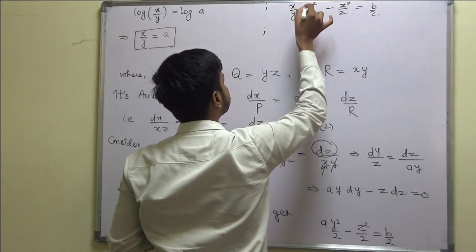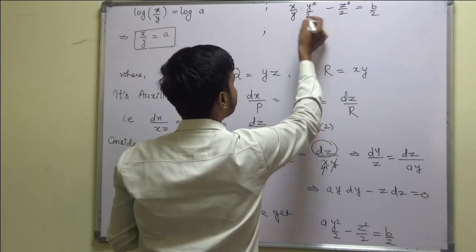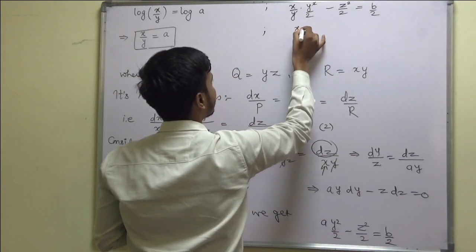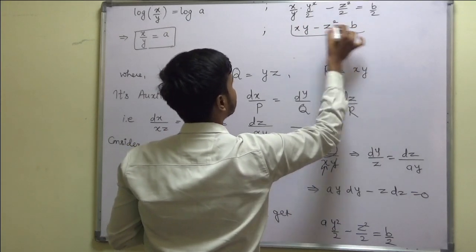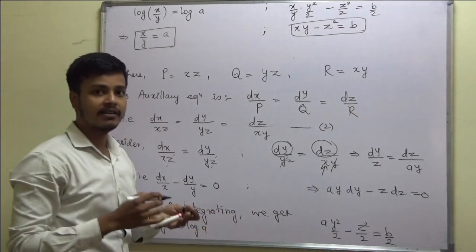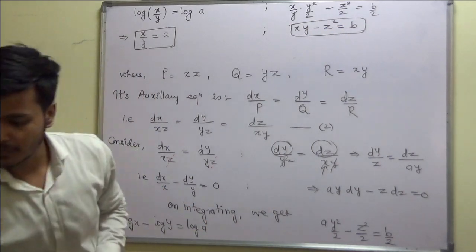So this gets cancelled with this, and the 2 gets cancelled throughout. So we have xy minus z square is equal to b. So this is the second integral solution that I have got.